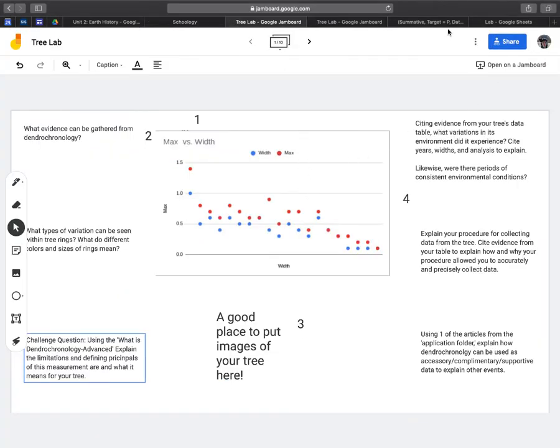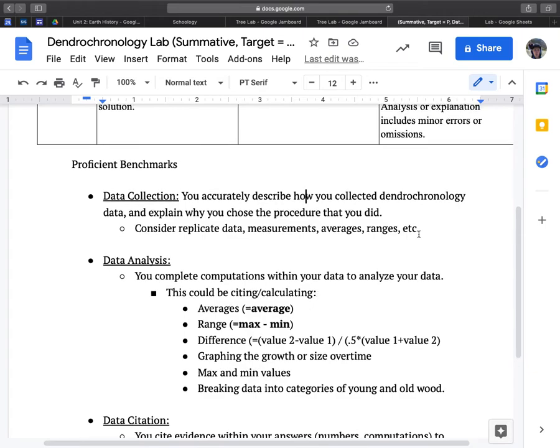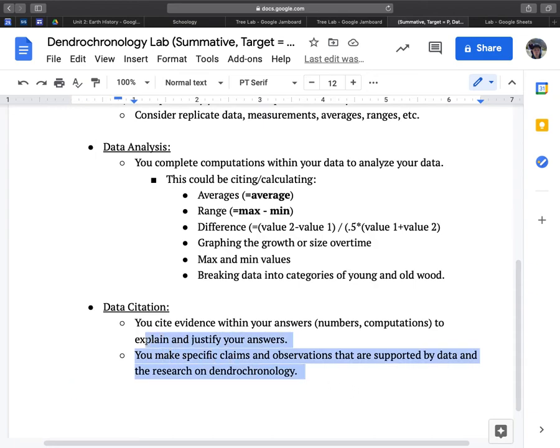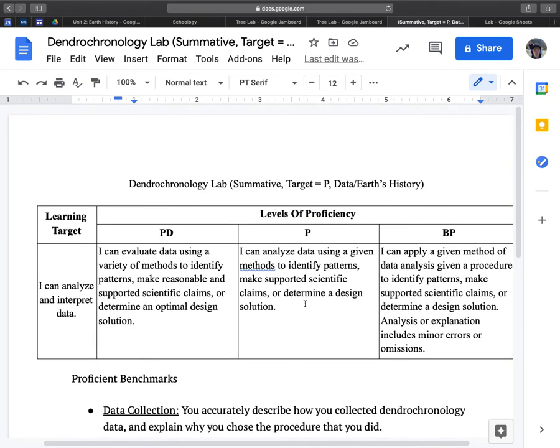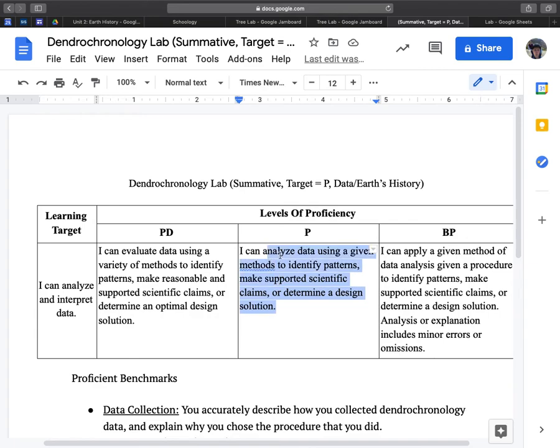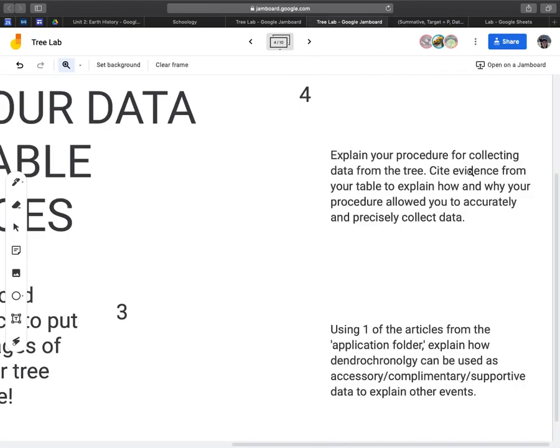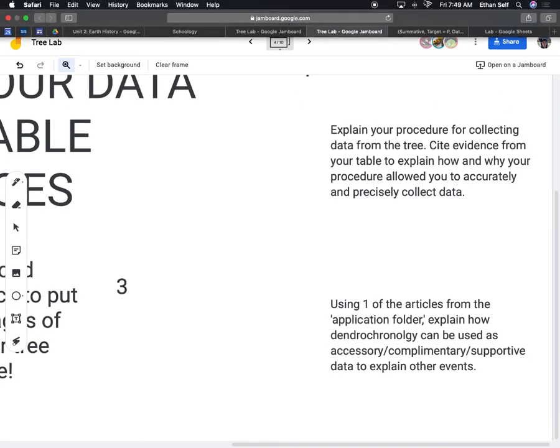So when it comes to grading this assessment, I'm really going to be looking at your data collection. I'm going to be looking at data analysis. Were you able to cite any information? And what do your answers contain? The target for this is a P, so I'm really looking for you to be able to cite data to either identify patterns, make supported scientific claims, or design a solution. I think the claims and the patterns are more important for this right side of the questions.